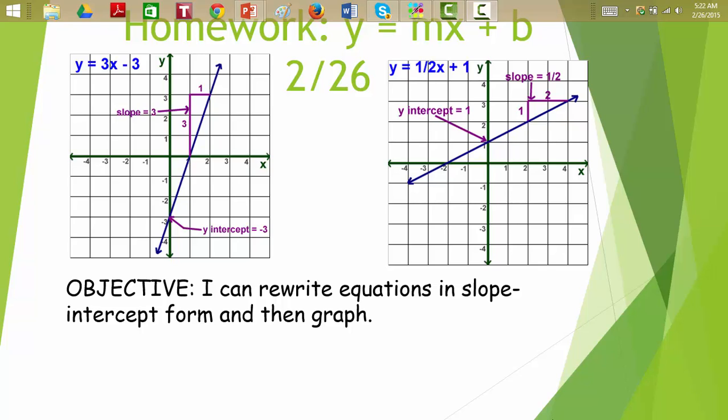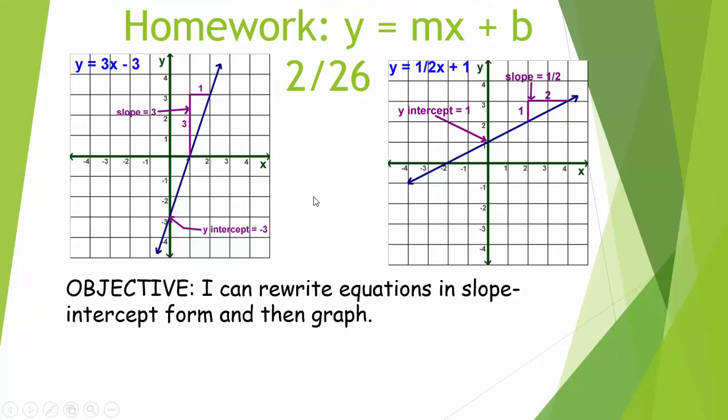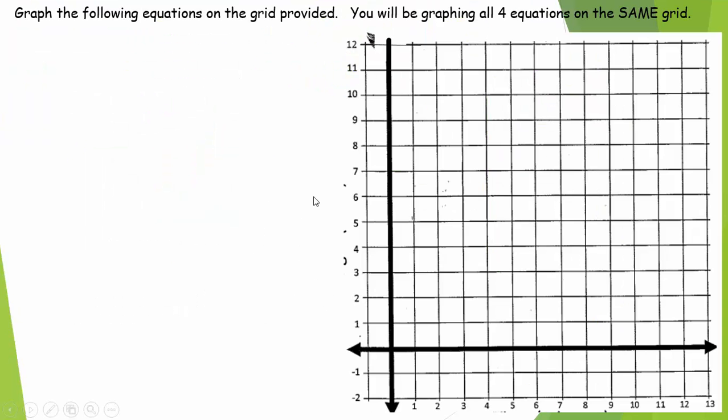So our objective tonight again is I can rewrite equations in slope-intercept form and then graph. That's what we're going to be doing. So we're going to graph the following equations on the grid provided. You'll be graphing all four equations on the same grid. You have this sheet at home with you this evening, and you're just going to check yourself or follow along with me. The first equation that I want you to graph is y equals negative 2/3 x plus 12.